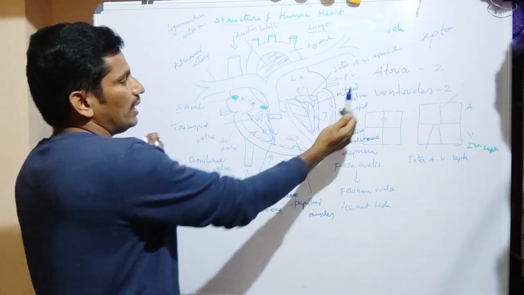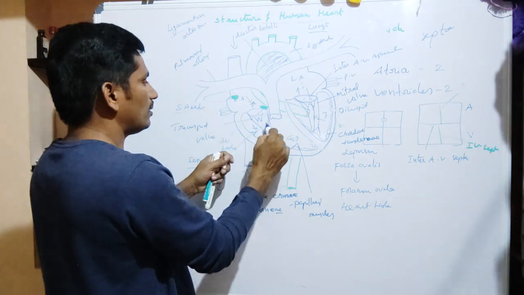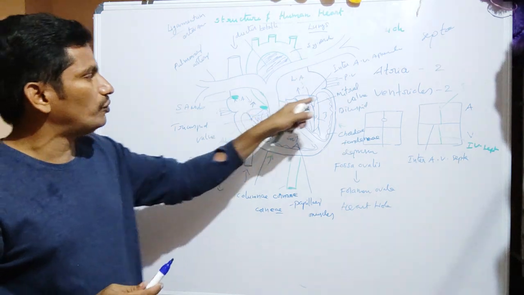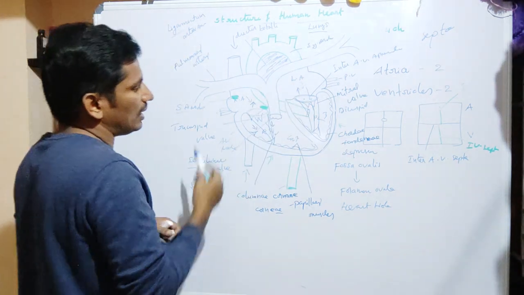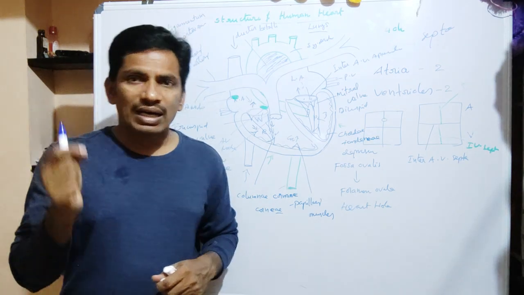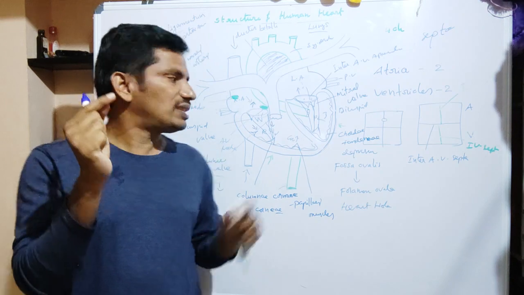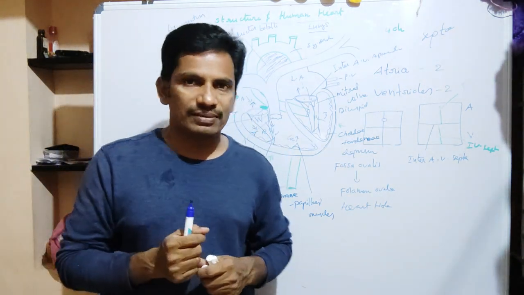When systole happens, the valves are pulled down to prevent the bulging of these two valves into the atria. That is the reason the chorda tendineae are very essential. Chorda tendineae is a fiber-like structure which attaches these valves to the papillary muscles of the ventricle.